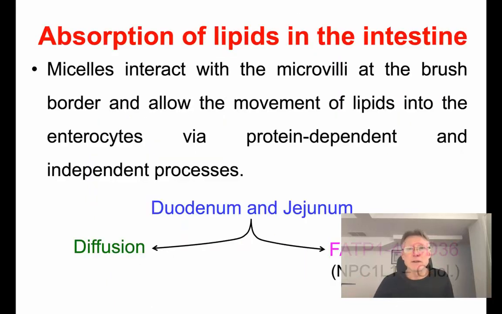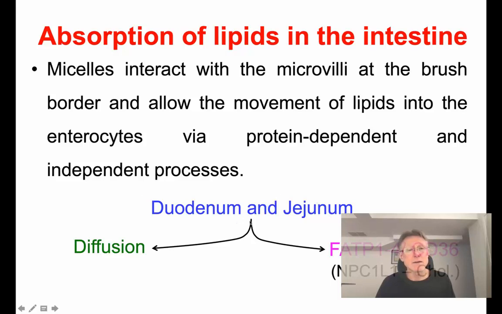So the absorption of lipids in the intestine depends on these micelles that interact with the microvilli at the brush border, and then allow the movement of lipids into the enterocytes via protein-dependent and independent processes. So we have here the duodenum and jejunum. These are the sites where most of the lipids, especially in the duodenum, are absorbed.